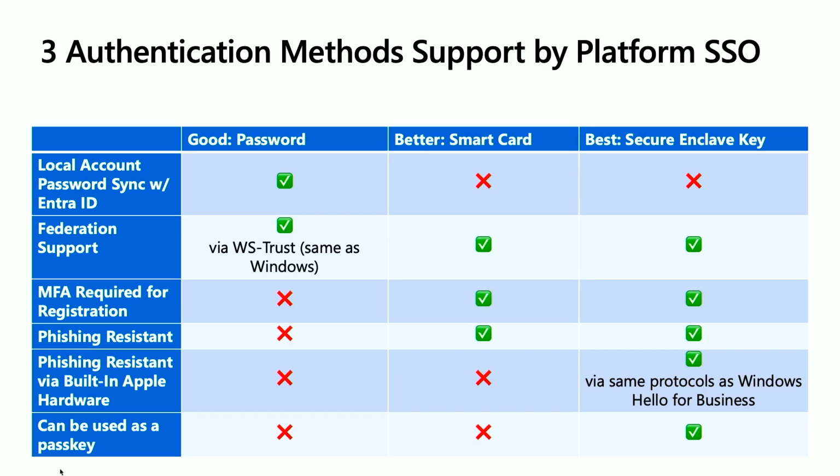So we'll talk more about the guidance for secure enclave key, but think long and hard about moving towards one of the best options here, which is secure enclave key, or if you have smart cards in your environment, the better option, the smart card option. With the smart card option, same thing as before, this supports federation. In our ecosystem, we do require multi-factor authentication for this, which should not be a problem if you already have smart cards. It is phishing resistant, so this is a really good method.